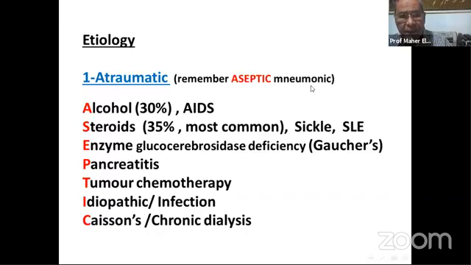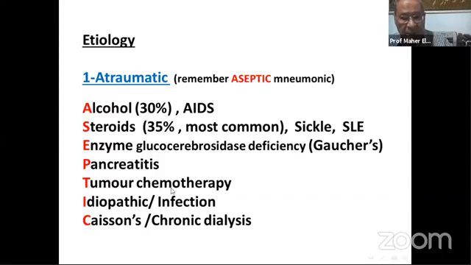ASEPTIC: A, alcohol, AIDS, steroids, sickle cell disease, systemic lupus, and also rheumatoid arthritis, by the way. Enzyme glucocerebrosidase deficiency, or Gaucher's disease, is a genetic disease, or we can say a lipid storage disease. Pancreatitis is another cause.